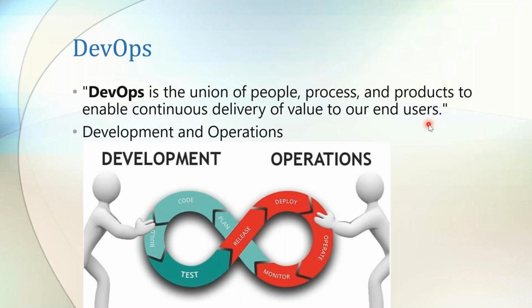So if I'm working as a DevOps person for the e-commerce website, who is the end user? The customers who are using the website. So I'm going to deliver value to the end user. As a DevOps person, I will be doing all this process, and I will meet the business requirement. So development and operations together, we call it DevOps.